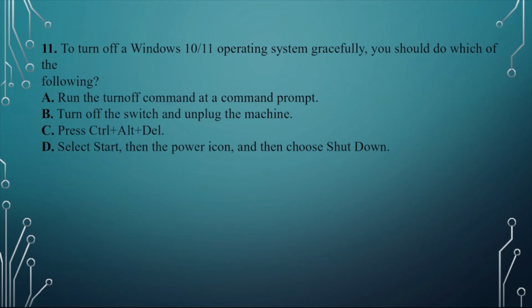Question number 11. To turn off a Windows 10/11 operating system gracefully, you should do which of the following? A. Run the turn off command at a command prompt. B. Turn off the switch and unplug the machine. C. Press Ctrl Alt Delete. D. Select Start, then the power icon, and then choose Shutdown.